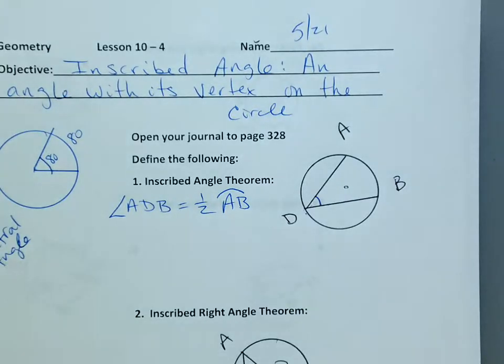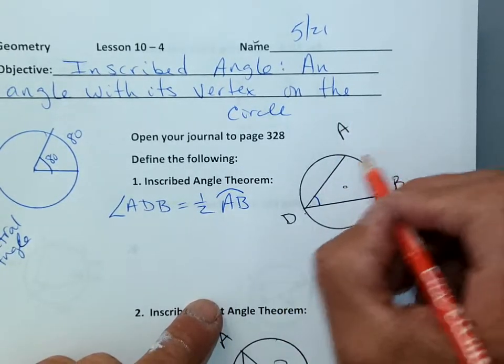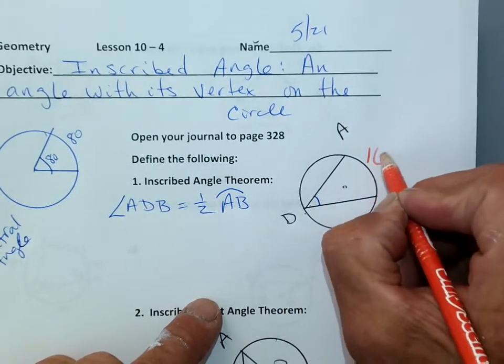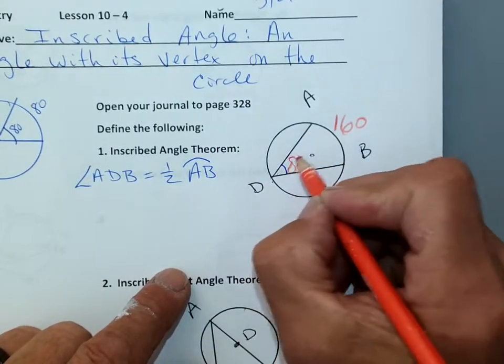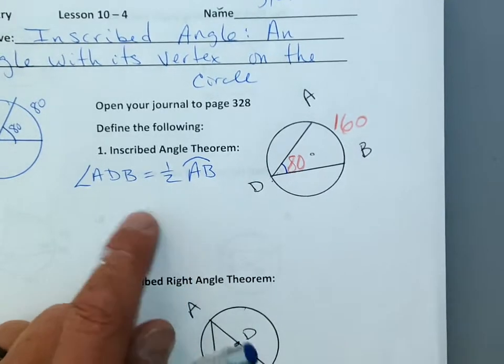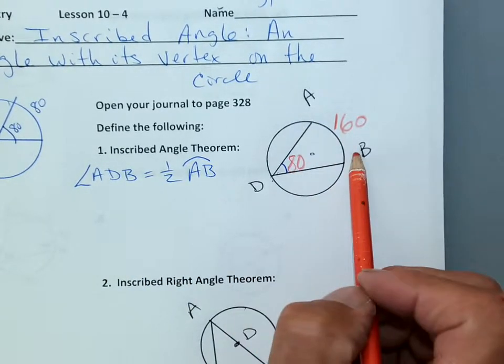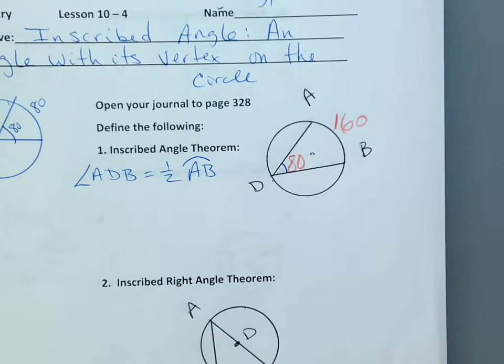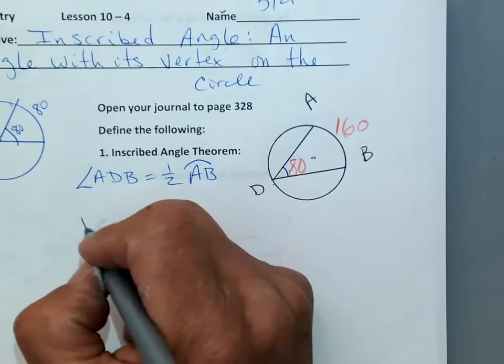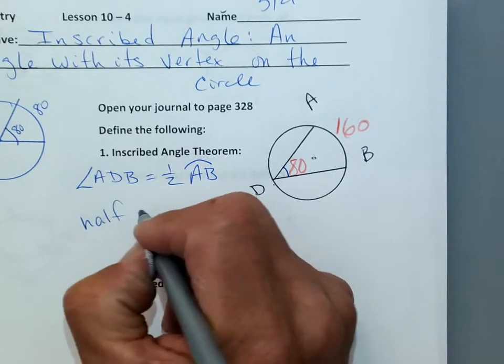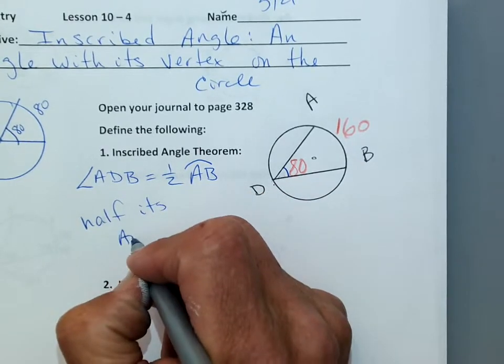So for an example, let's say the arc is 160, then the angle is 80. It's just half its arc. So whatever this arc length is, an inscribed angle is just half as big. Easy, right? Okay, now number 2. So it's half its arc.